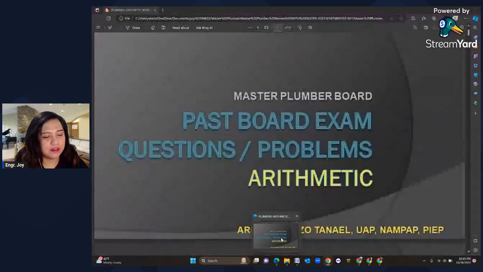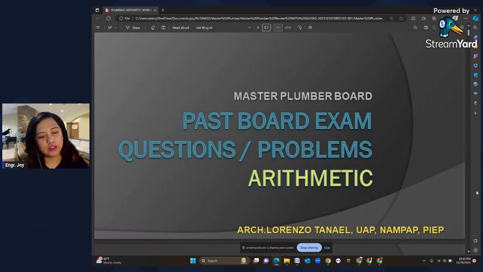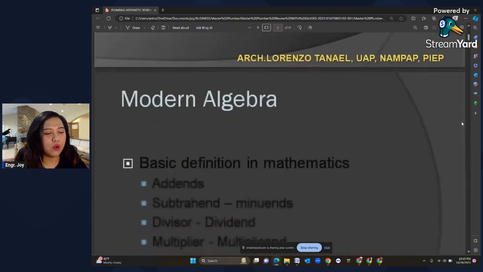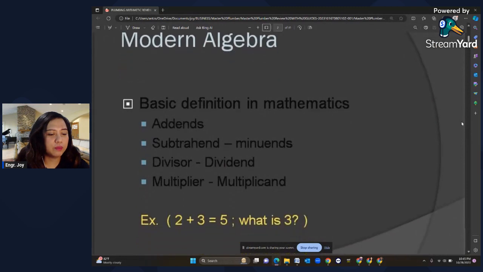Ito yung isa sa mga nabili kong file: Master Plumber Board Past Board Exams Question or Problems Arithmetic by Architect Lorenzo Tanael, UAP, NAMPA, PITP. So thank you so much, Sir Art, for making this kind of reviewer. Okay, so modern algebra muna tayo, guys.